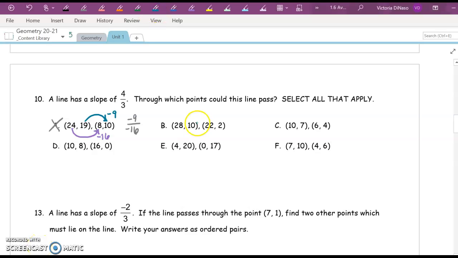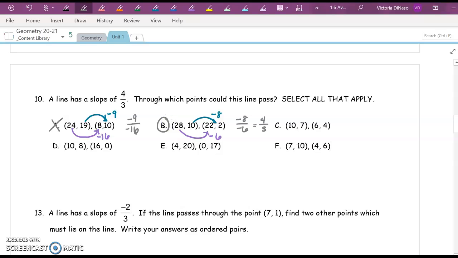You're going to go ahead and do the same thing in letter B. From 10 to 2, I'm going down 8. From 28 to 22, I'm going down 6. So my slope is negative 8 divided by negative 6, which reduces to a positive over a positive. So B is an answer.